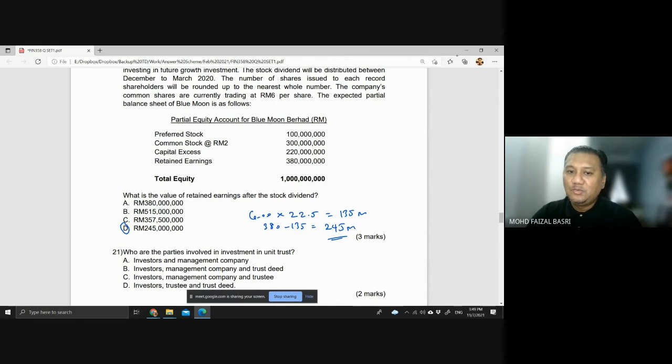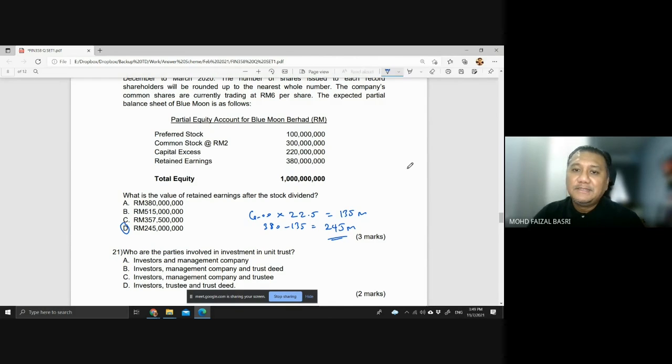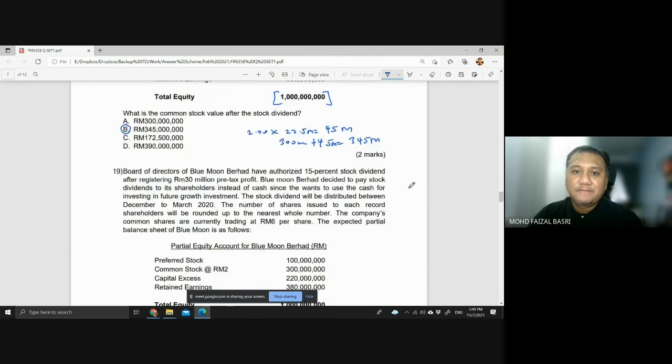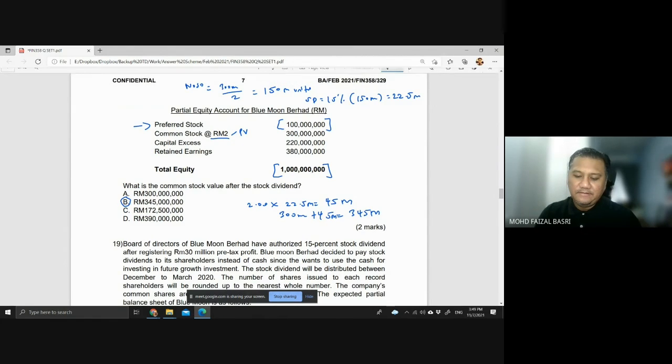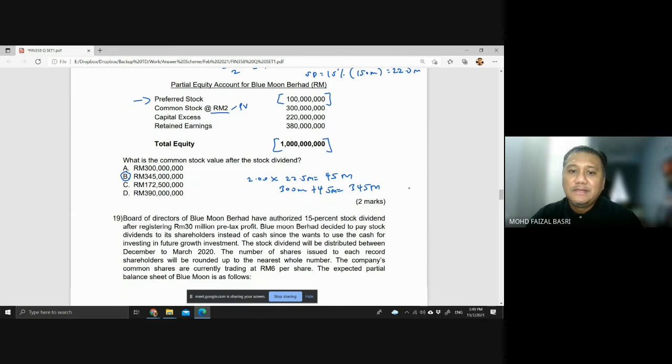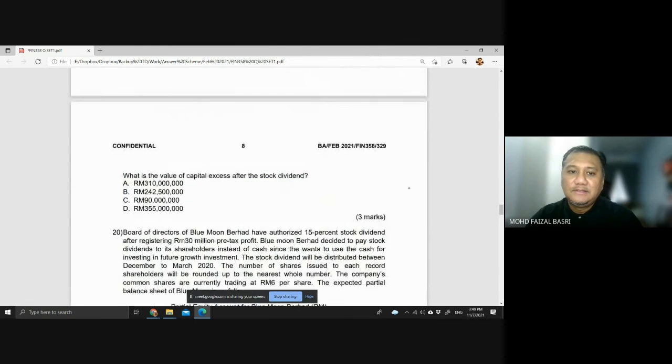So out of this 135, okay, out of this 135, partial tadi kita dah transfer dekat sini. We transferred 45 million to the common stock. So meaning the difference 135 tadi 135 minus 45 ada 90 million lagi akan masuk dalam capital access. Okay, 90 million akan masuk dalam capital access, which is this question.